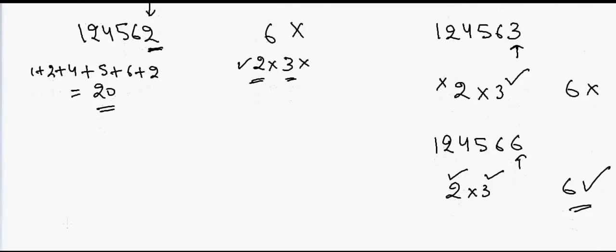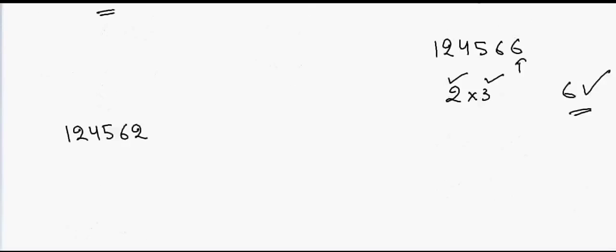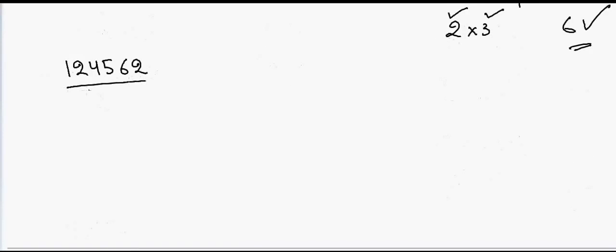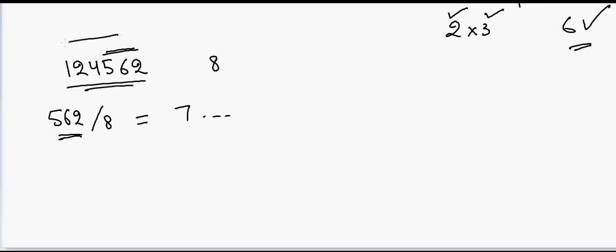Now we have 124562, and we want to find out whether this number is divisible by 8. In that case, we'll take the last 3 digits and see if 562 is divisible by 8. If we divide it by 8, I can see that we get 70 and then a remainder, which is not divisible by 8. So this whole number is not divisible by 8.